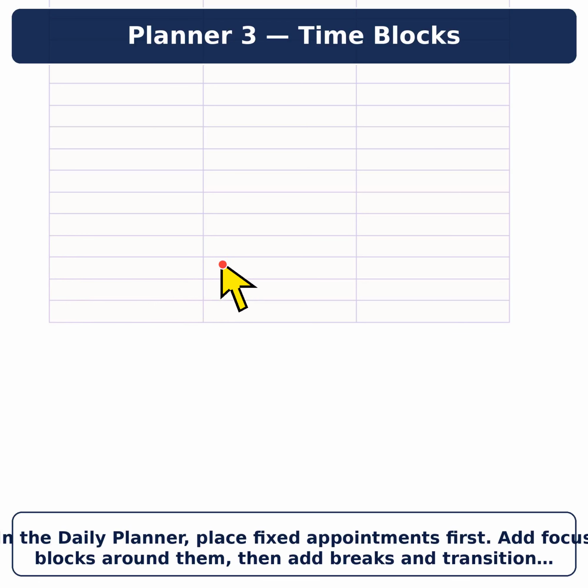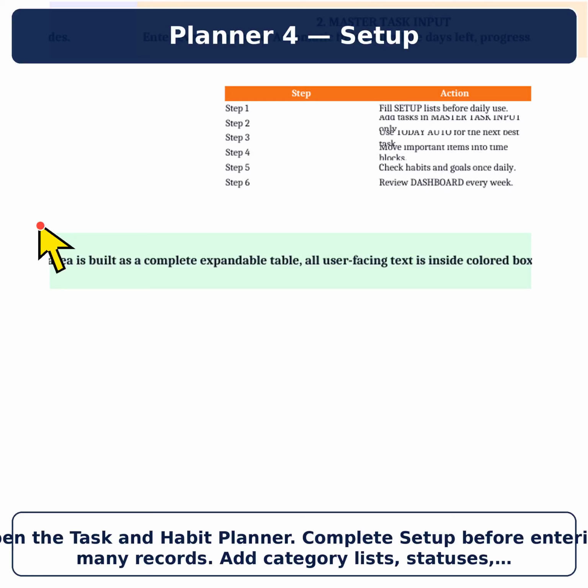Planner 4 combines tasks, habits, routines, streaks, and goals. Begin in Setup. Enter category lists, statuses, priorities, and habit names. Keep the habit list small enough to update every day. 5 consistent habits are more useful than 20 habits that are rarely recorded.